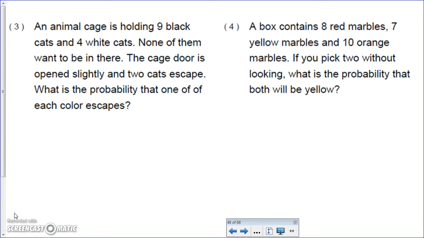Number 3, an animal cage is holding 9 black cats and 4 white cats. None of them want to be in there. The cage door is open slightly and 2 cats escape. What is the probability that one of each color escapes? So if we go with the black cats, because they're most of them, we'll start with them, 9 out of 13 of the cats are black. So 1 black one escapes, and then we want a white cat to be the next one, so it becomes 4/12.